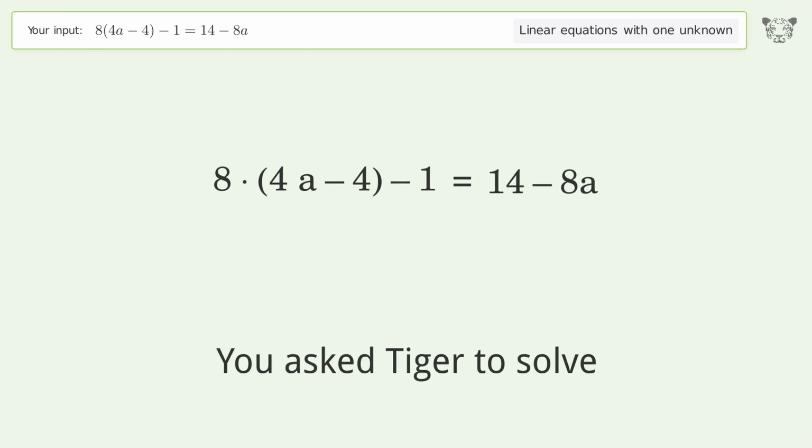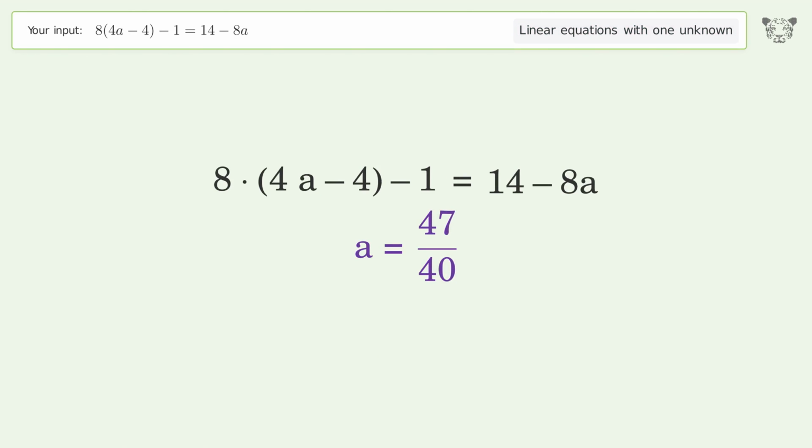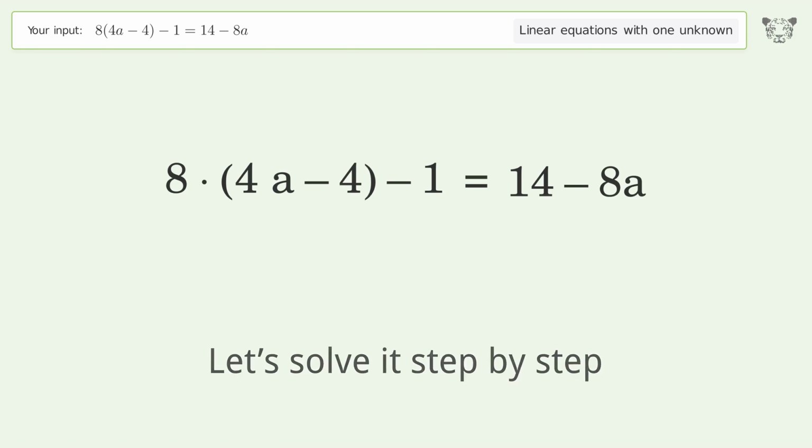You ask Tiger to solve. This deals with linear equations with one unknown. The final result is a equals 47/40. Let's solve it step by step.